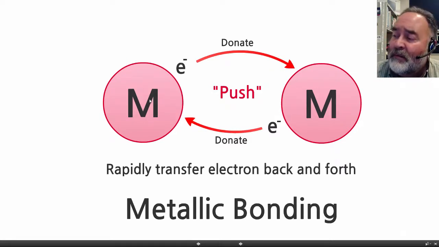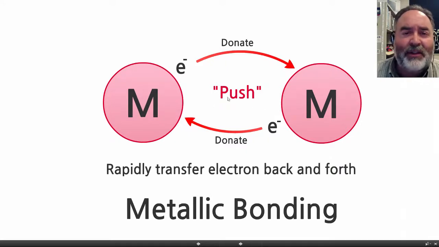So this metal on the left-hand side pushes, if you will, its electrons to the metal on the right. This metal pushes its electron to the metal on the left, but because it does it so quickly, the transaction between this metal and this metal actually makes a connection. They're connected by these lines, okay? While this metal is in the process of handing off the electron to this metal, they're in contact. They're in interaction. While this metal is in the process of handing back the same electron or a different electron, they're in contact. What happens is they actually form a bond. The bond is these electrons moving back and forth really, really quick.